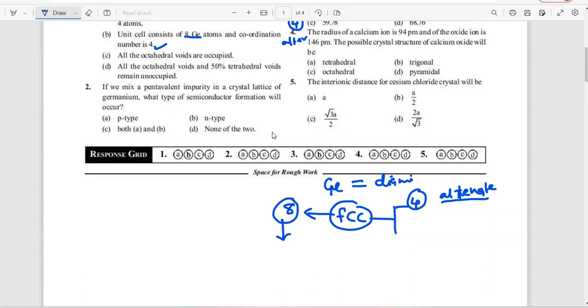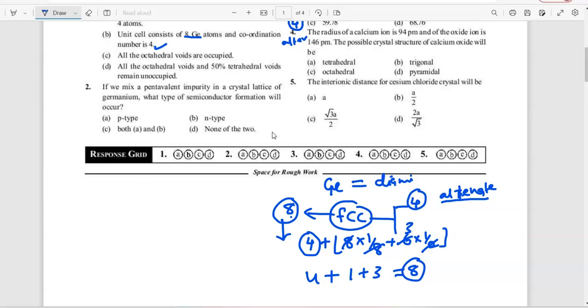Tetrahedral voids contribute completely to that unit cell only, so they are not shared by any other unit cell. Total tetrahedral voids are 8, and 4 of them are occupied, so the atoms at tetrahedral voids are 4. Now the number of atoms in FCC: 8 corner atoms with contribution 1 by 8, plus 6 face center atoms with contribution 1 by 2, which gives 1 plus 3, and then 4 more atoms in the alternate tetrahedral voids. Total is 8 germanium atoms. So the unit cell consists of 8 germanium atoms and the coordination number is 4. This is also right.